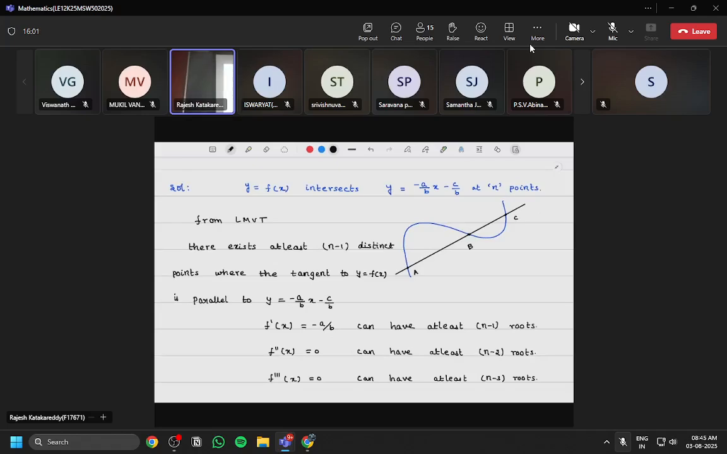Like in the last class, I said that in Rolle's theorem, if function f has n roots, then f dash will have at least n minus 1 roots. Using that concept, I am not differentiating, I am writing the roots. Clear? Any other doubts? Do you understand this?